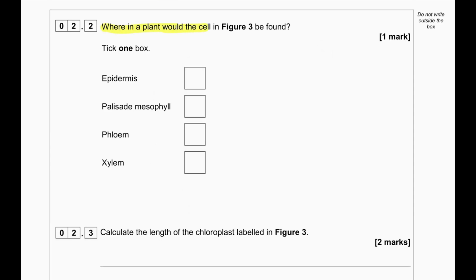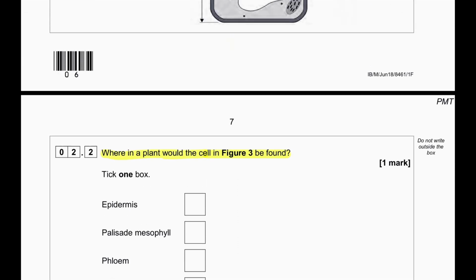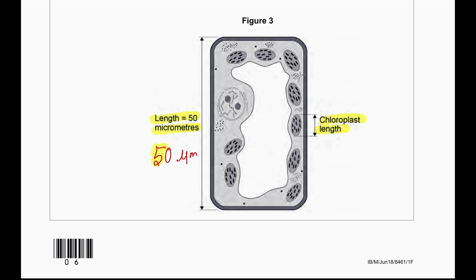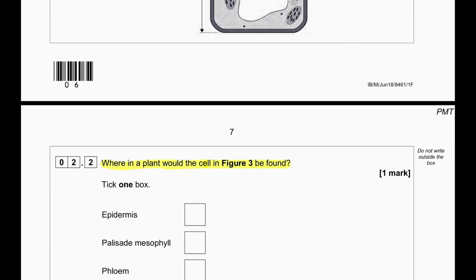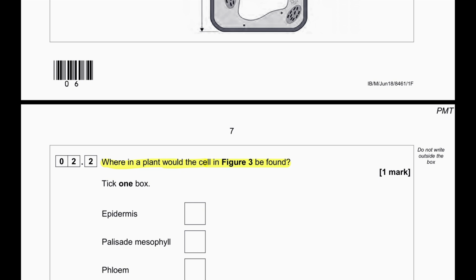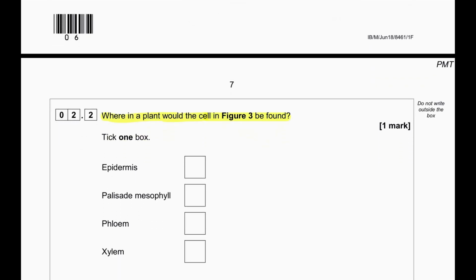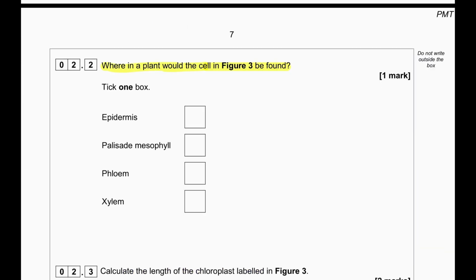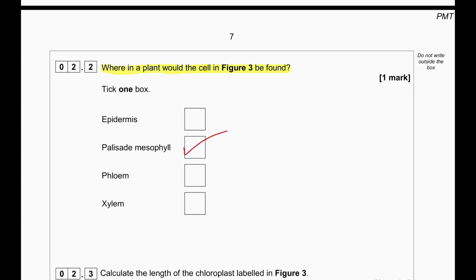Where in a plant would the cell in figure 3 be found? Because we are looking at a cell that contains chlorophyll, and the cell is cylindrical in shape, as we can see from the diagram, definitely this must be found just below the upper epidermis. We will find this particular cell in the palisade mesophyll, because the cells are arranged like stacks of palisade. So we will find it in the palisade mesophyll cell.